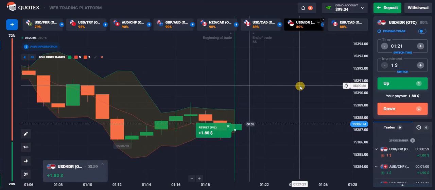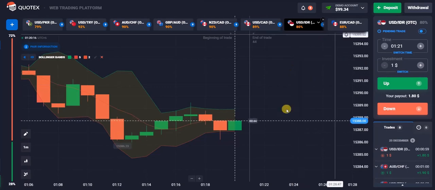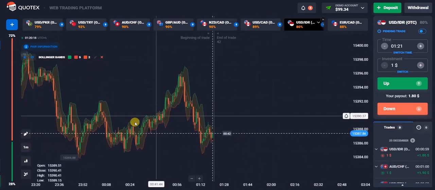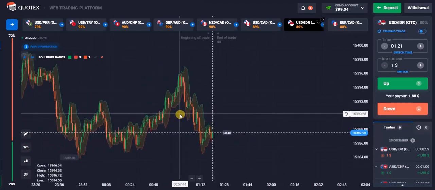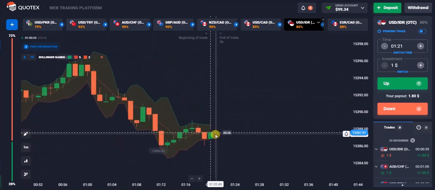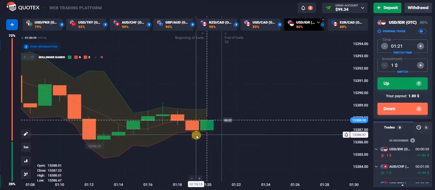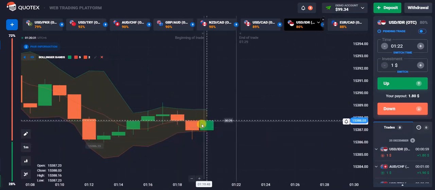So I'm gonna add it to my notebook. We have taken six trades and we have won four of them and lost two. So this was a downtrend. Here was the consolidation part. This is a downtrend, and on the downtrend we won this trade.